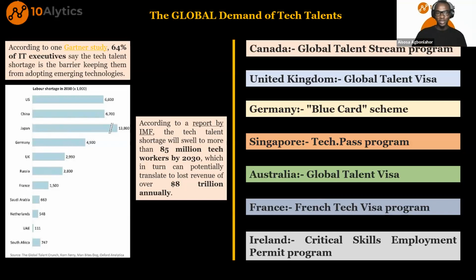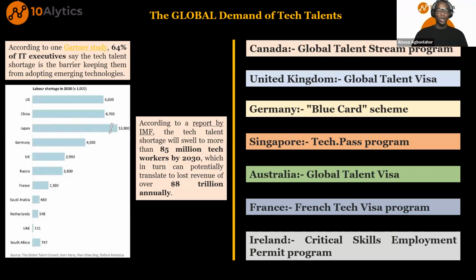According to Gartner studies, 64% of IT executives say the tech talent shortage is the barrier keeping them from adopting emerging technologies. So they're even saying there's a barrier, that there's a tech shortage. Currently in the tech industry, there's a tech shortage, so there's more than enough piece of the cake for everyone. If you're looking to move to the UK, you can use the Global Talent visa as long as you know these tech skills, as long as you are able to utilize the Power Platform. For Germany, we have the Blue Card scheme. For Singapore, we have the Tech Pass program, and so on and so forth.